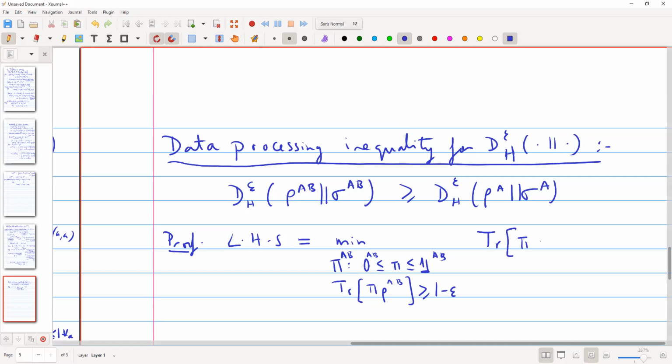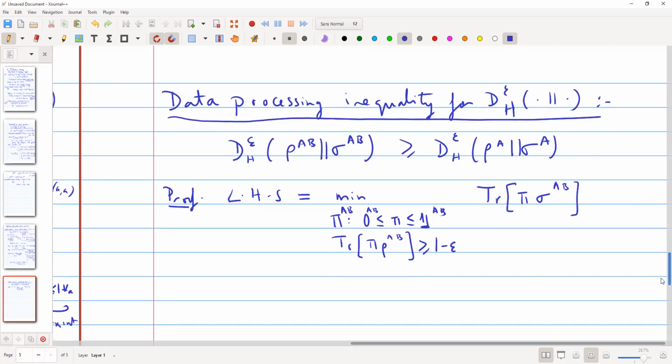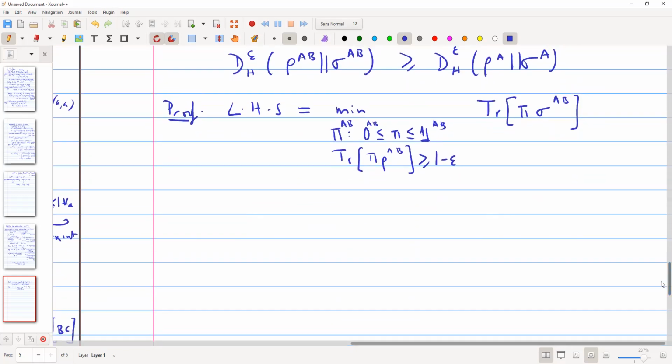This is sigma. So this is the thing. Now, for the left hand side, I'm solving this optimization problem. So I'm hunting for a matrix pi AB. That's the unknown matrix which satisfies these constraints. And I want to minimize this objective function, which is trace of pi sigma.